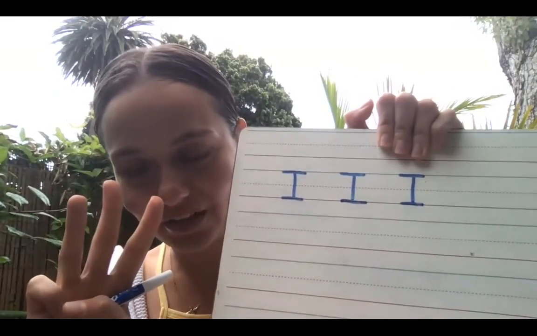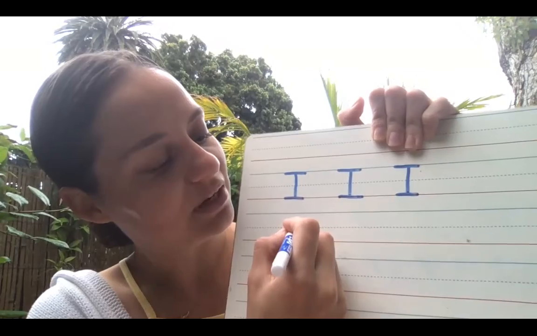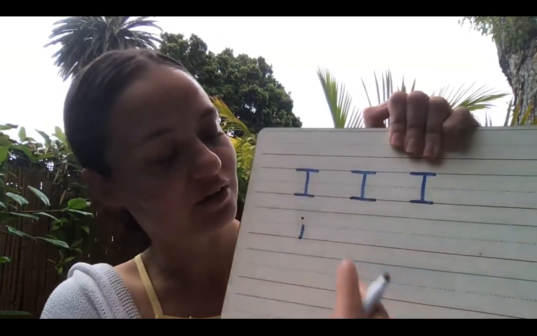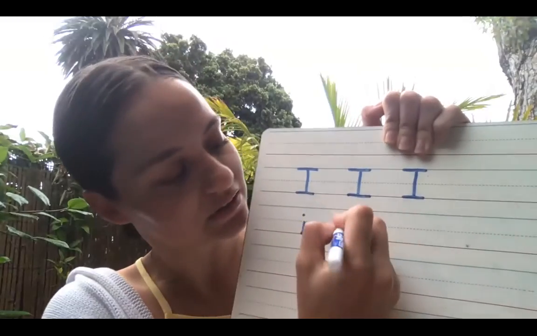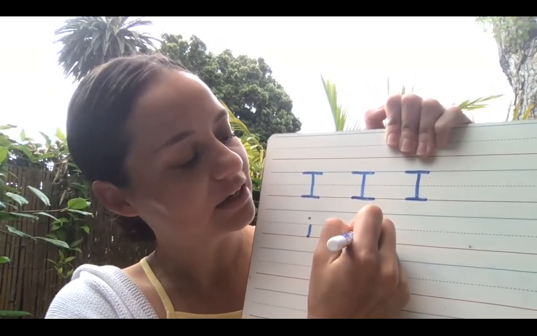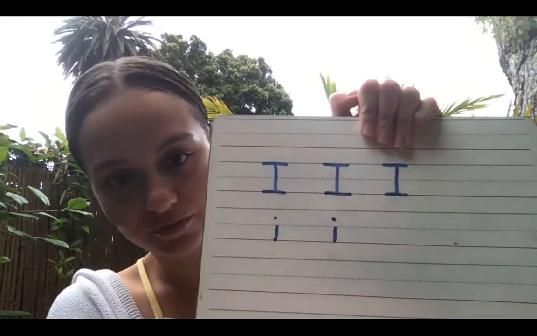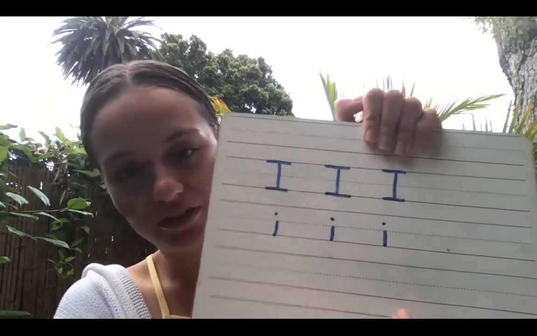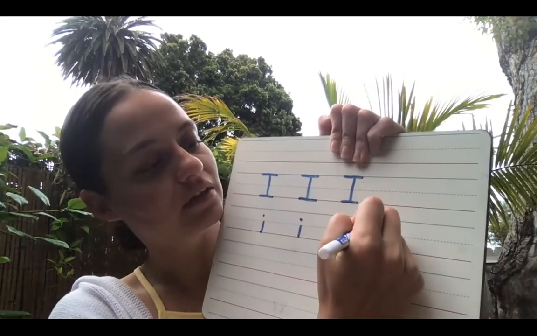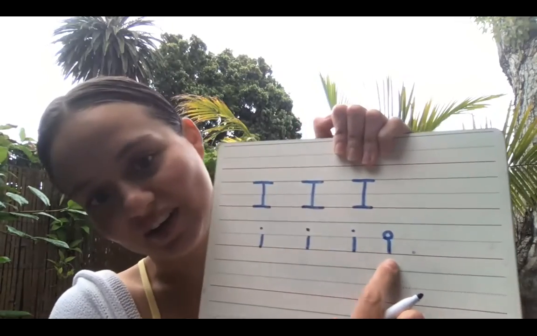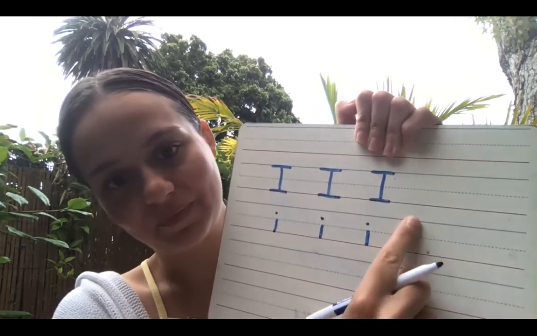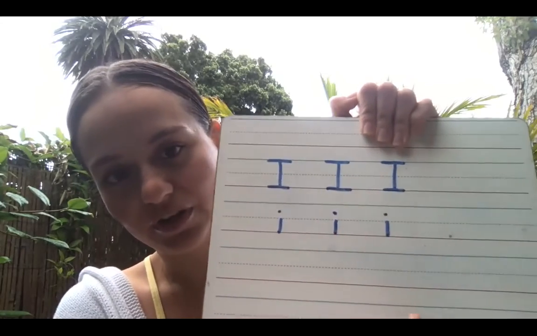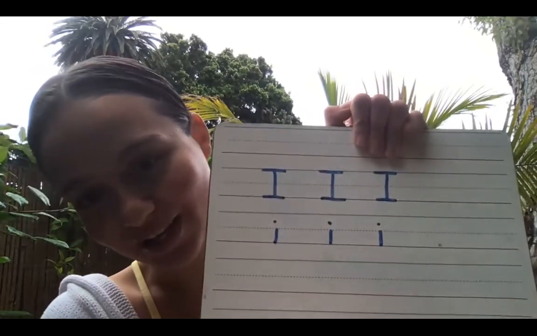3 capital I's. For our lowercase i's, we're going to start at the middle line and go to the bottom line. So easy. And then a dot. You got this. Middle line to the bottom, dot. Do you see sometimes I see friends do this? But that's not an i, that's a lollipop. So we're going to stick with this little line and a dot above. So now I have 3 capital I's and 3 lowercase i's.